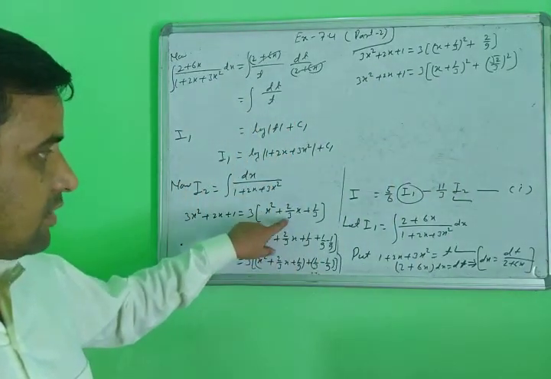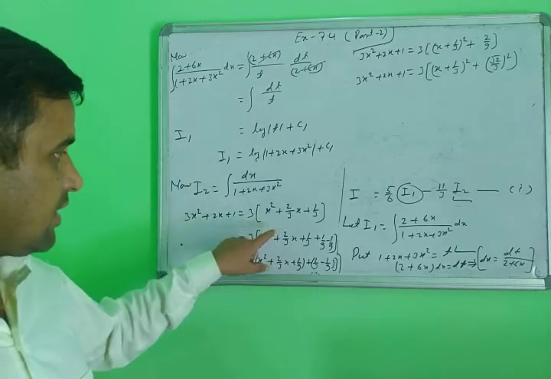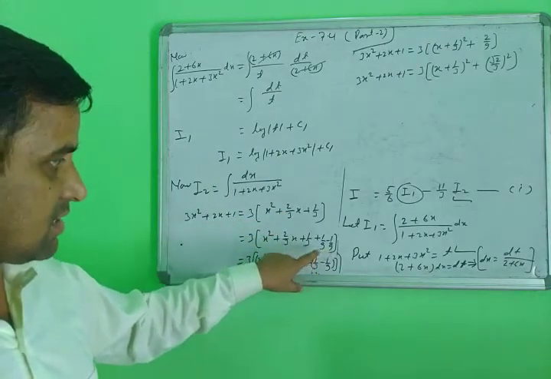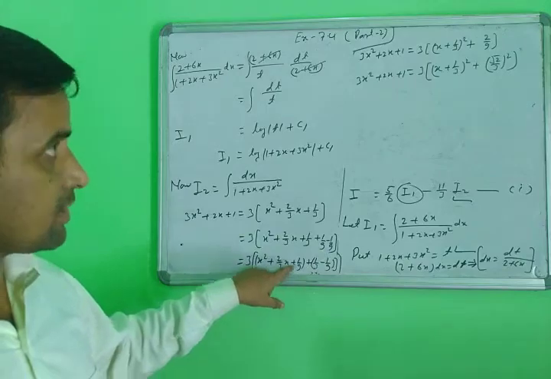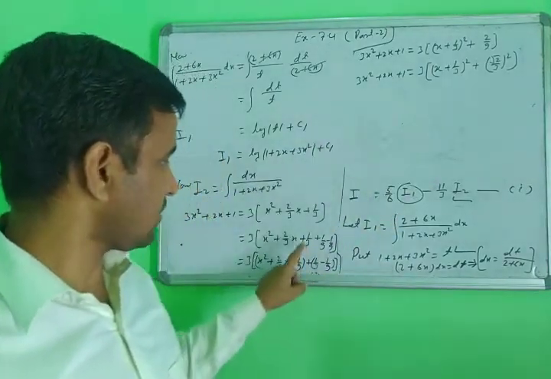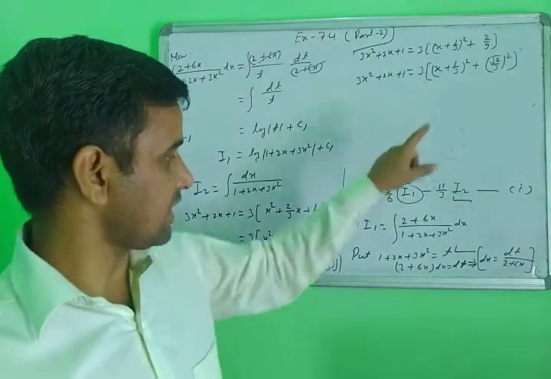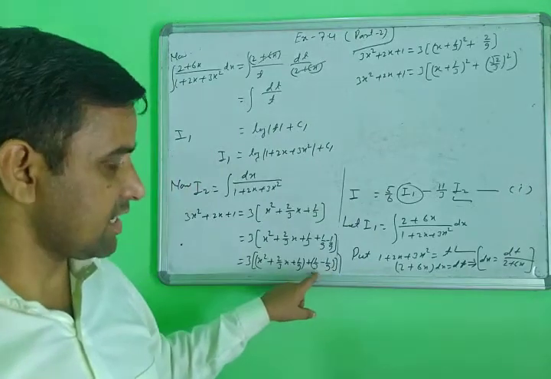Half of the square to cancel here, 1 by 9. The 1 by 9 addition and subtraction, the 3 terms make a perfect square of this. What is left? 1 by 3 minus 1 by 9. Calculate here: 1 by 3 minus 1 by 9.